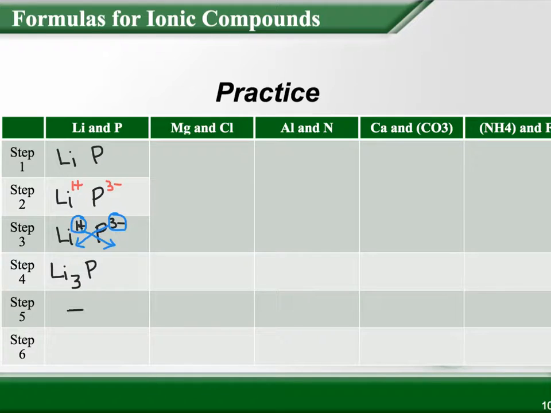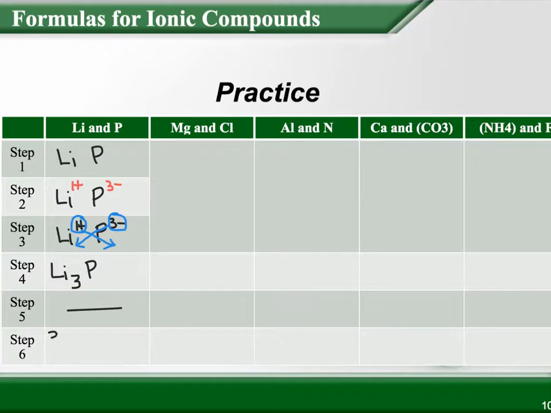Okay, so no simplification for this one. And then the last step is to check charges. So what I'm going to do is identify the number of each of the elements and then multiply it by the charge of the elements. And then check those charges to make sure that they are equal.